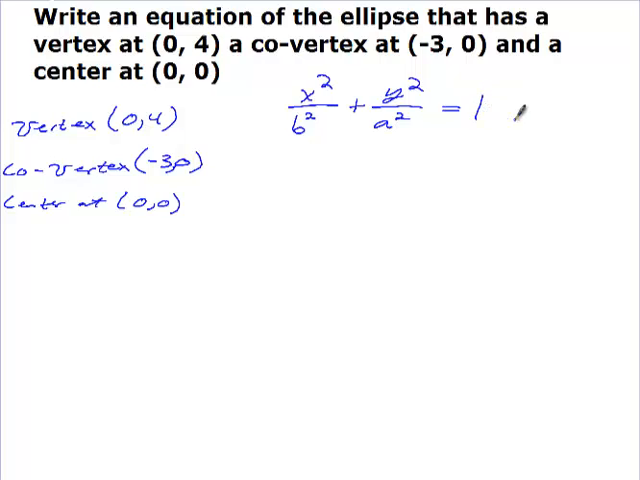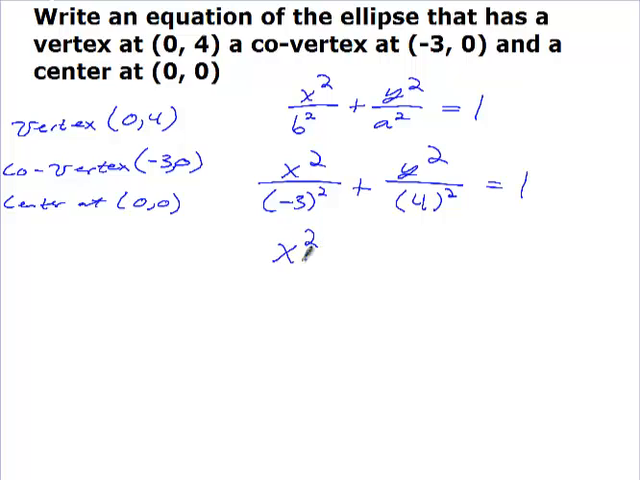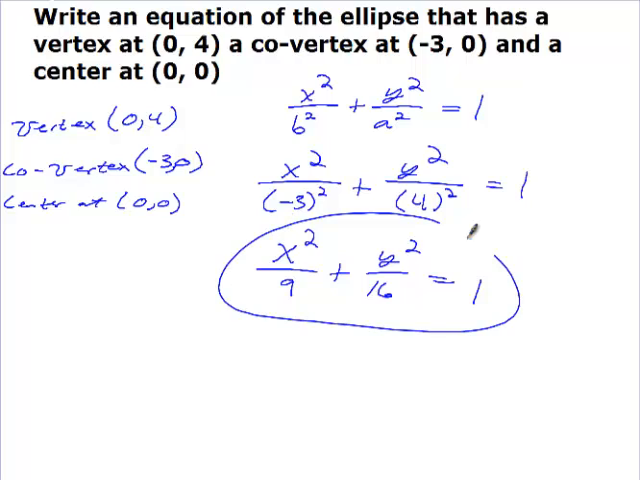Okay? Where does a come from? A vertex or a co-vertex? A vertex, right? And where does b come from? The co-vertex. So all I do is plug in these numbers. So is b a vertex or a co-vertex? That's the co-vertex, right? So I'm going to get x squared over negative 3 squared plus y squared over, where does a come from? The vertex, right? Everybody okay with that part? Yes, no, maybe? So then just simplify. So I get x squared over 9 plus y squared over 16 equals 1, and you're done.